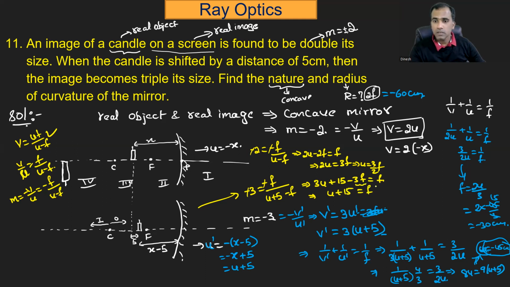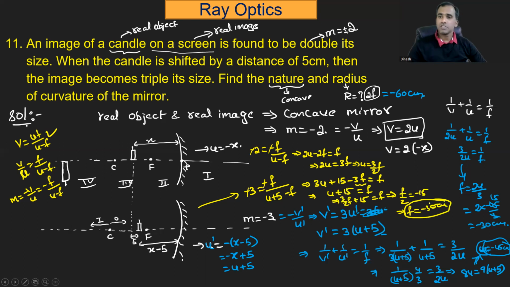Correct. What we want is F. So let us replace U with the relation 3 by 2F. If you replace U with 3 by 2F, plus 15 is equal to F. So 3 by 2F, the F this side, it will become F by 2 is equal to minus 15, F equal to minus 30. If we had used the magnification formula, then I think we could have saved another 1.5 minutes. Okay.